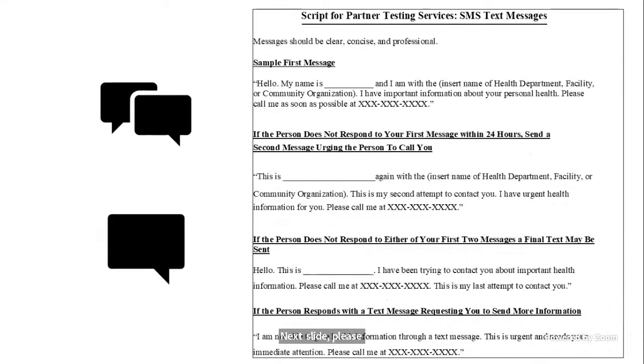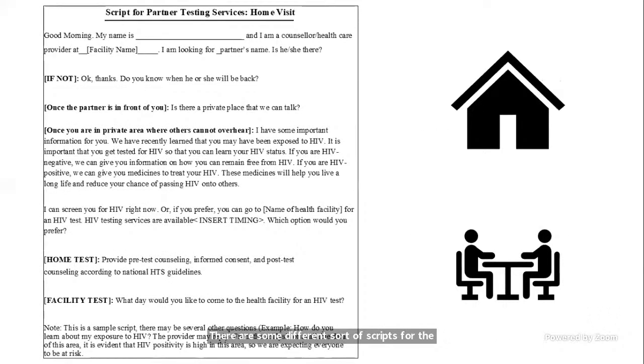Again, a script for SMS. If you are sending a text message to the partner, this is how that message can be drafted. There are different sorts of scripts for the messaging. Next, please. And this is for the home visit. If you are going to the home of the partner, how you should introduce yourself. And I think it will be good to work with the index case on different types of scripts, and whatever the index case is feeling confident about, accordingly you can plan your visits or the contact. Next, please.